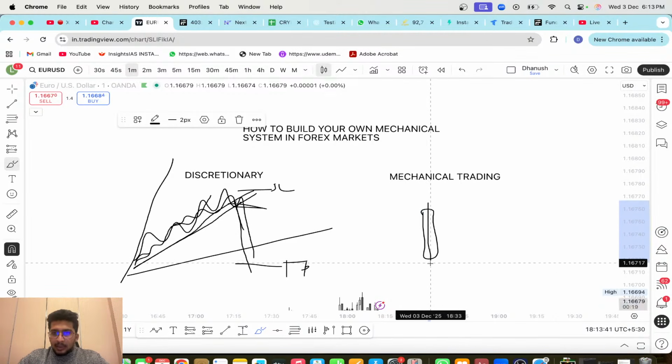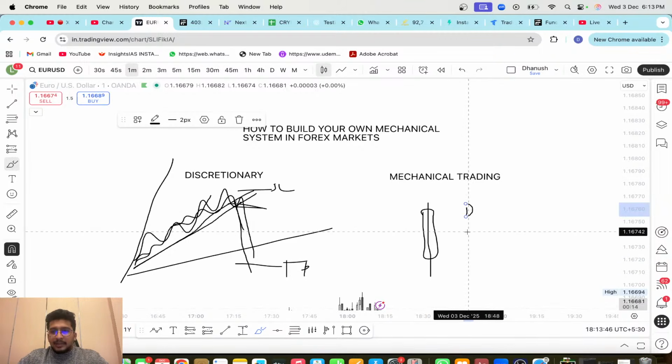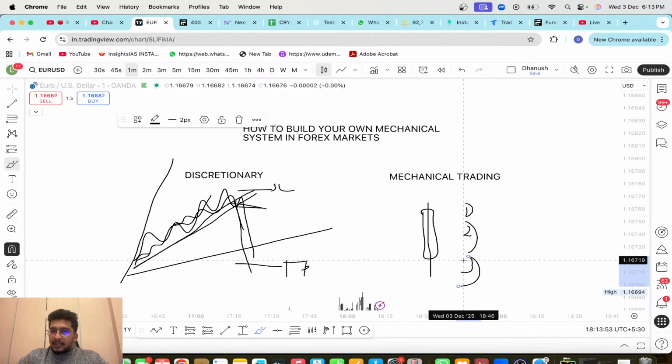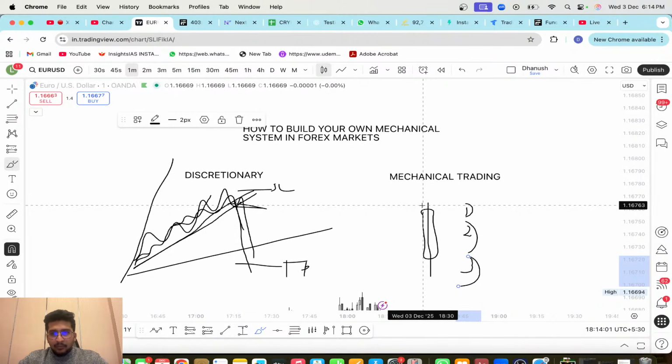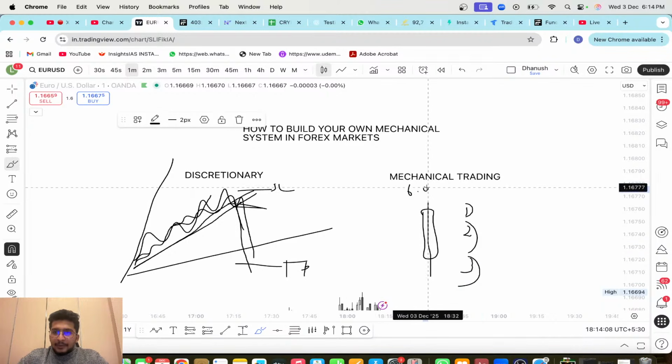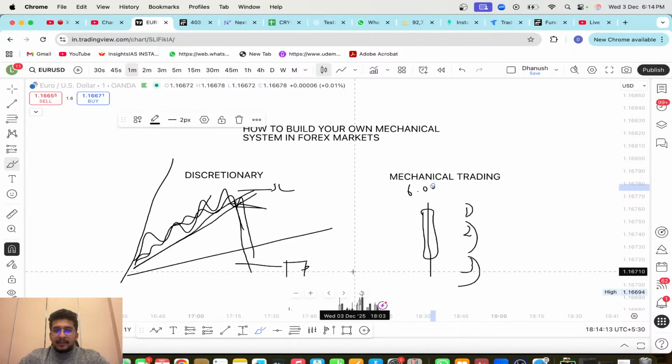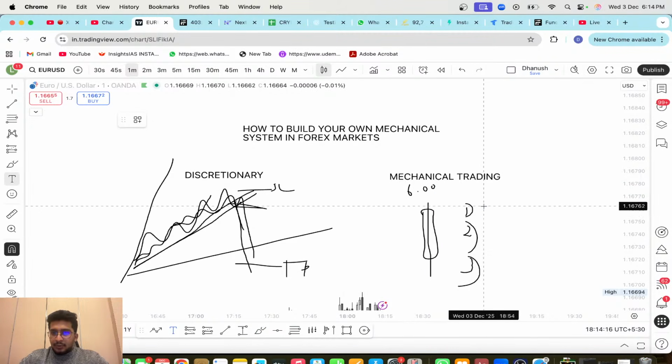In the mechanical system we follow steps, the framework. What is step 1? What do we need to do? What is step 2? What do we need to do? What is step 3? What do we need to do? There are some fixed parameters, and we only need to follow those fixed parameters. Let's say we choose the 6 a.m. candle. Daily I'll choose the 6 a.m. candle. My first step in the market is to choose the 6 a.m. candle.